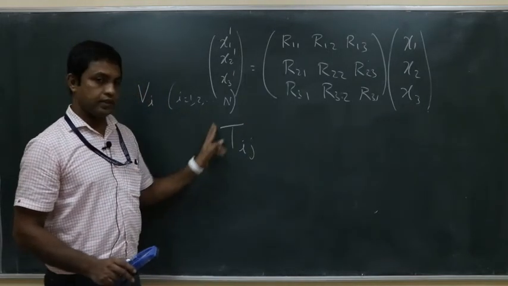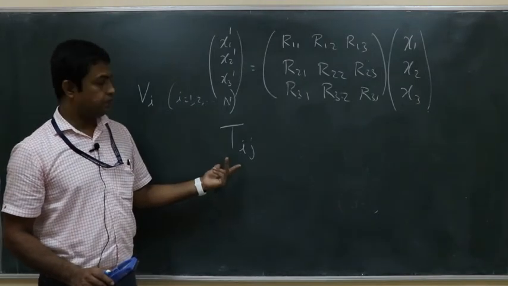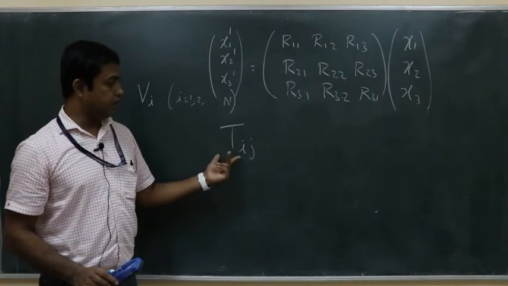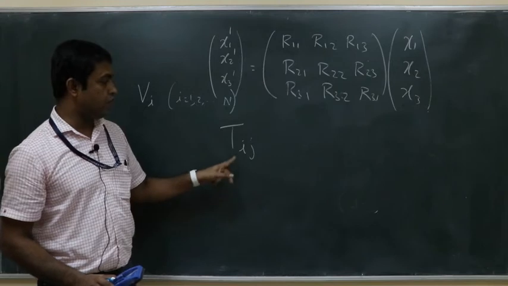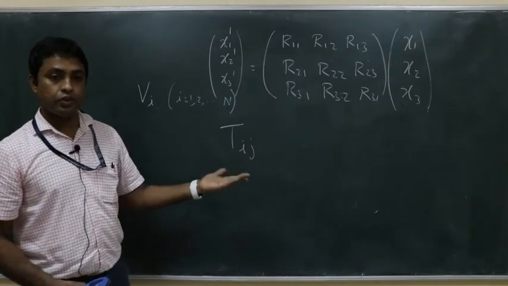So this is a tensor of rank 2 and how many components does it have? Tij has 9 components. So there will be 9 components. Suppose ijk, it will be 27 components.